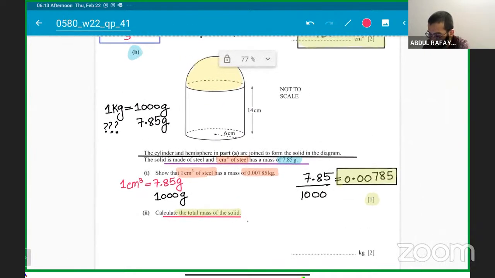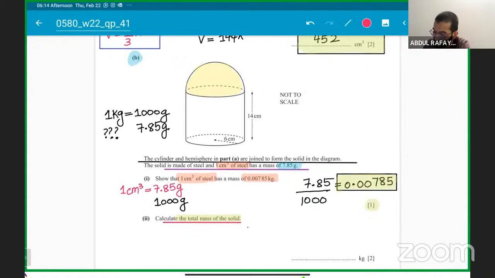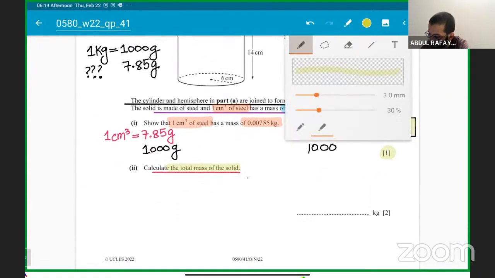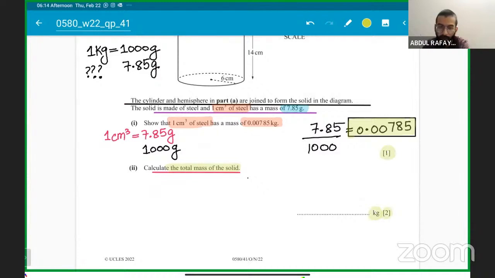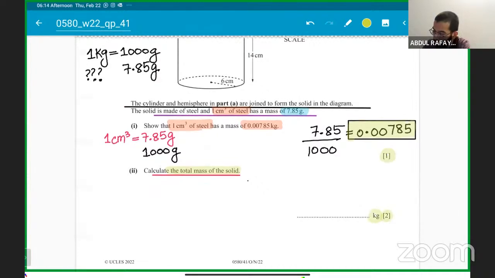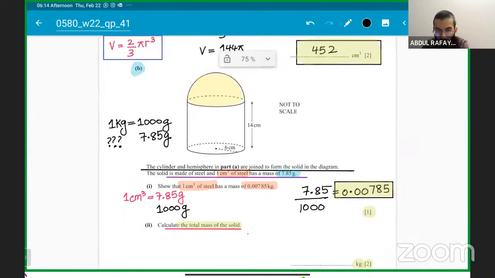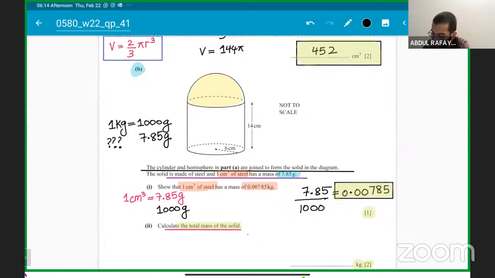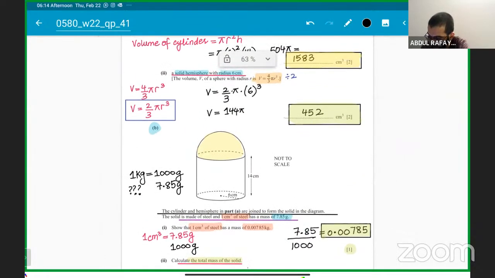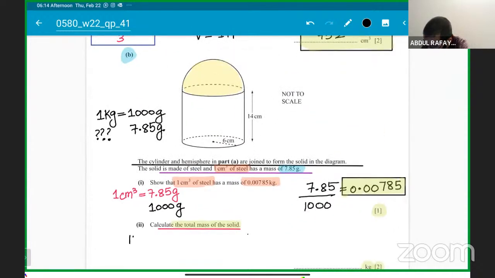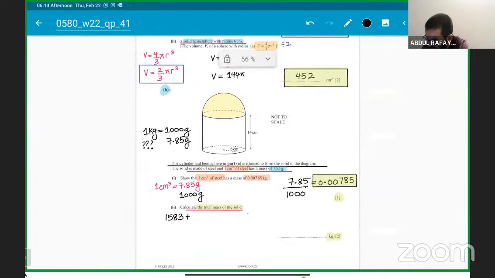What do we mean by total mass? Basically we have to find out the mass in kilograms. So we'll have to take help from part A, because total mass will come out only when we have the total volume available. So we are going to take the volume of the cylinder plus the volume of the hemisphere that we have already calculated.